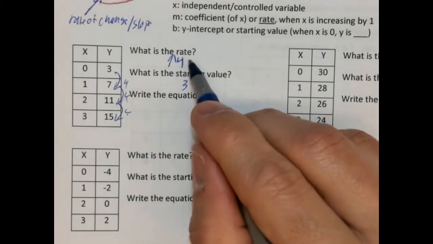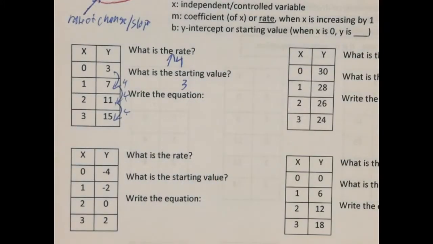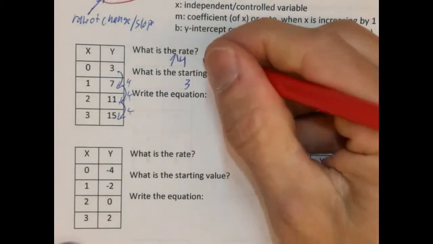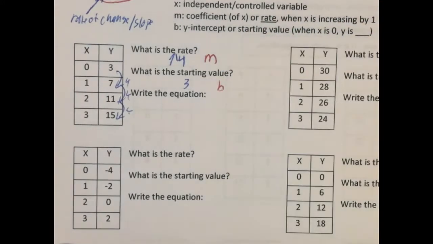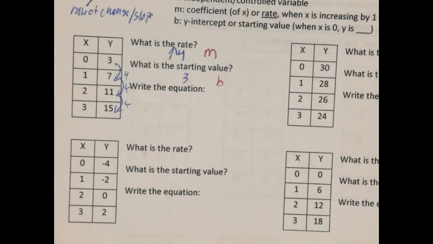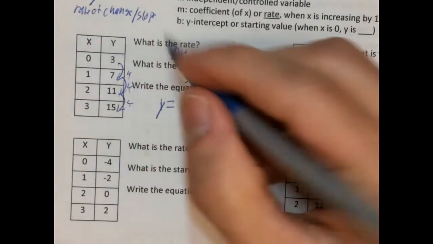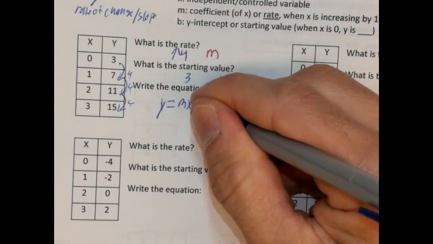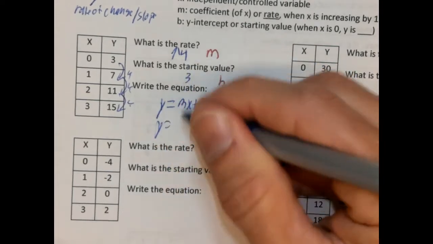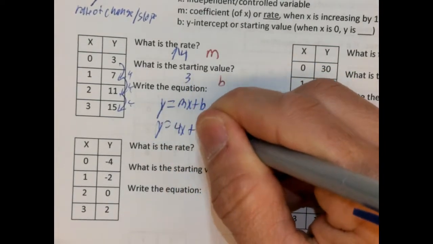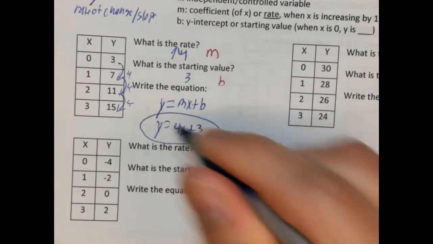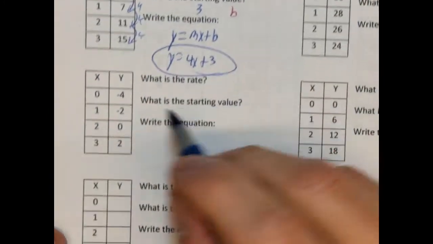Write the equation. This is going to be our rate of change. This is our m, and this is our b. So now we can write a linear equation. We can say y equals mx plus b. I'll just write the base equation here, and y equals 4x plus 3. It starts at 3, it goes up by 4 each time. That's our linear equation. We're just going to go through all these.